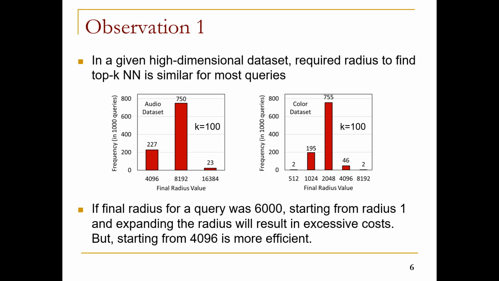We observed that for high-dimensional datasets, the required radius values for a k-value are similar to each other for different query points for a given dataset. The charts in this slide show that for 1000 randomly chosen query points, the final radius values for most of the queries are the same. For example, in the audio dataset, 750 queries out of 1000 are having a final radius value of 8192. Or in the other dataset, which is the color dataset, 755 queries out of 1000 are having a final radius of 2048.